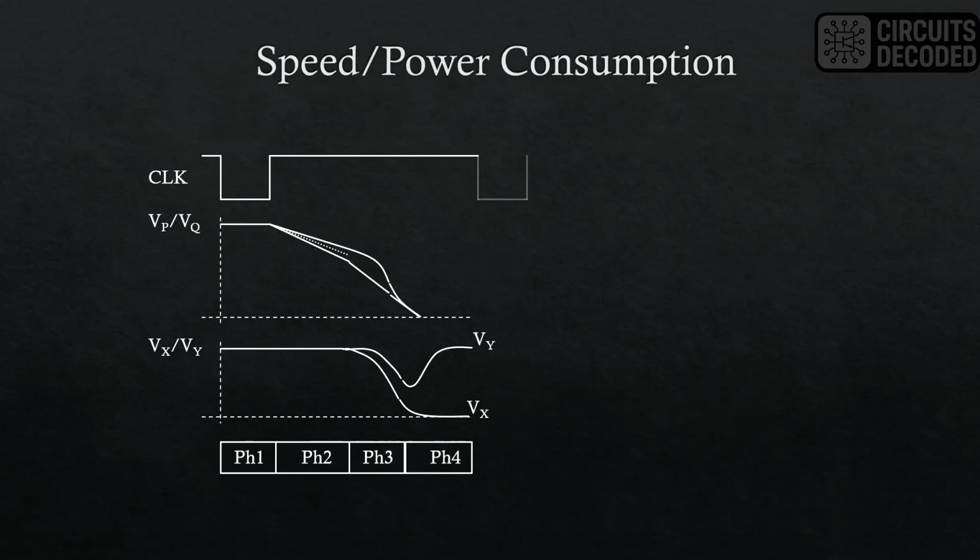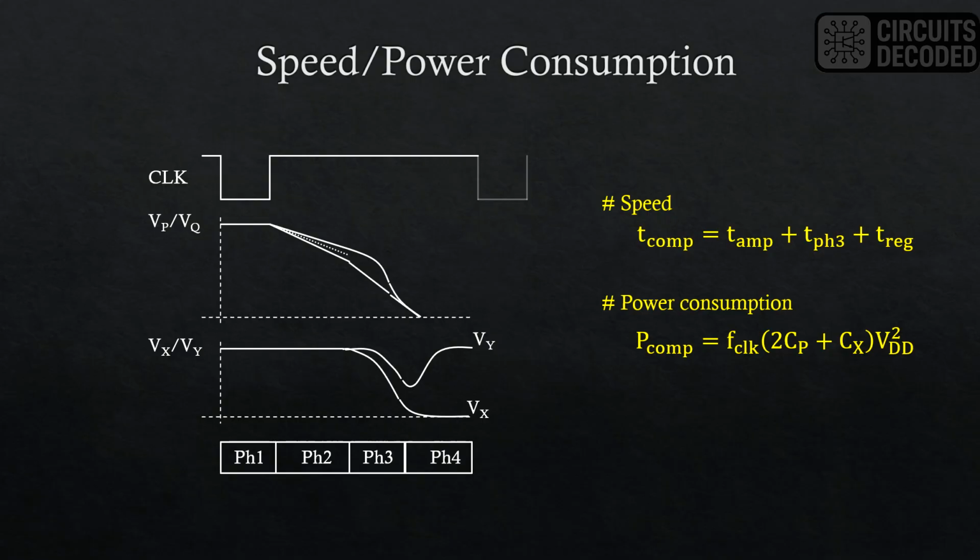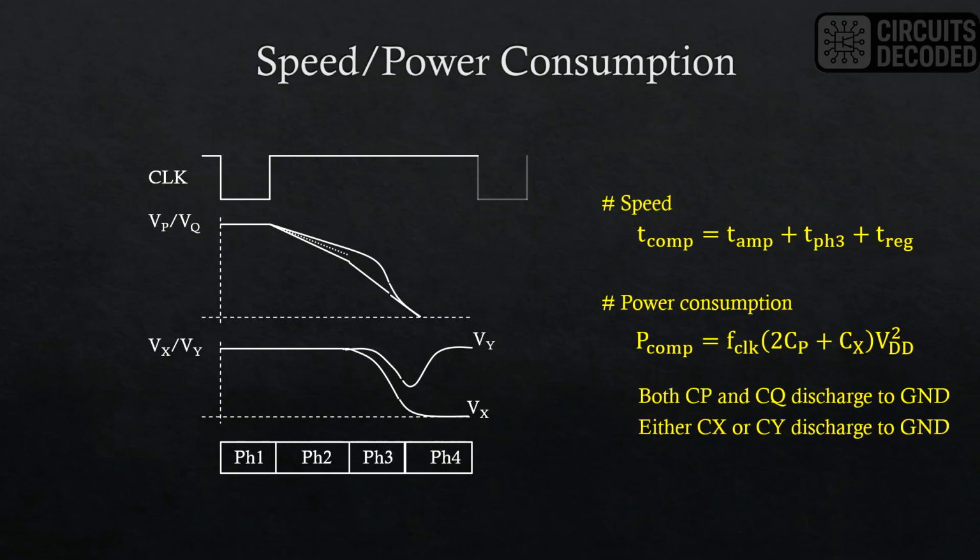The speed and power consumption of a StrongARM latch are well defined. The speed is given by the parameter tcomp, which is shown in this equation. It is essentially the sum of the times of the three active phases: amplification, phase 3, and the regeneration phase. The power consumption Pcomp is given by this equation and is in the form f C VDD squared. Interestingly, it does not depend on ICM, or the common mode current. The factor 2 before Cp is because both Cp and Cq are discharged to ground, and the factor before Cx is 1 because only one of the capacitors, Cx and Cy, is discharged to ground.